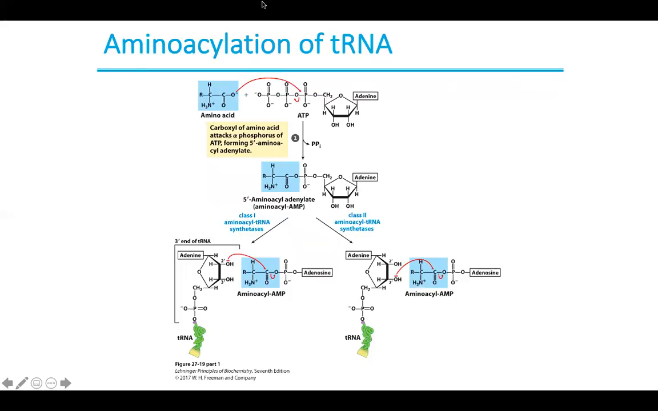So again, these are the steps of the aminoacylation of the tRNA. The carboxyl group of the amino acid attacks the alpha phosphorus of the ATP, forming this 5' aminoacyl adenylate. Now that 5' aminoacyl adenylate can undergo the class 1 aminoacyl tRNA synthetases or the class 2 aminoacyl tRNA synthetases.